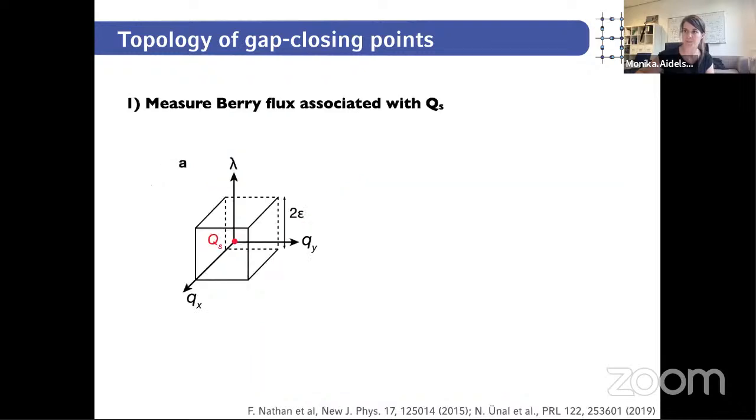Okay, so what does it mean to measure the topological charge or the sign of the topological charge? Now let's again think about this abstract parameter space Qx, Qy, and lambda.